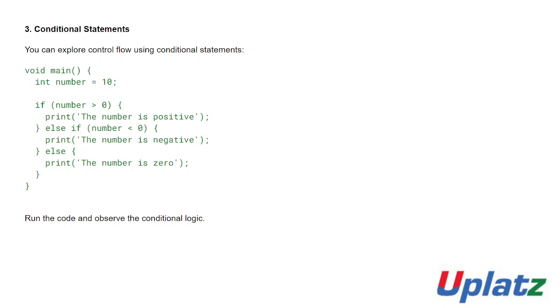Conditional statements. You can explore control flow using conditional statements. Void main, int number is equal to 10. So number is initialized to 10. If number is greater than 0, then print the number is positive. Else if number is less than 0, then print the number is negative. Else, if it is not greater than 0 nor less than 0, then print the number is 0.